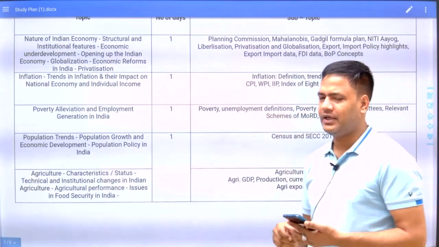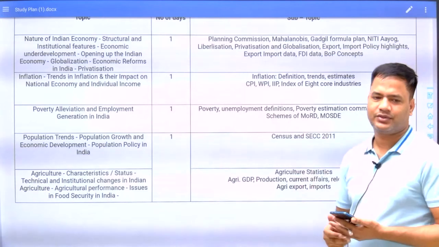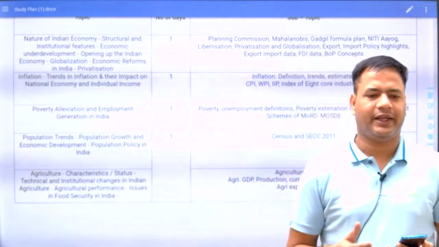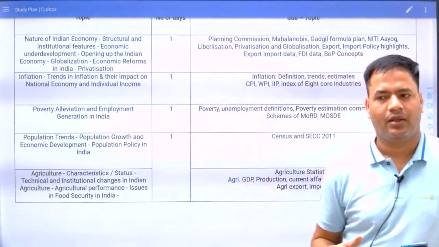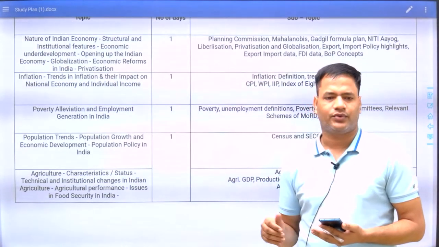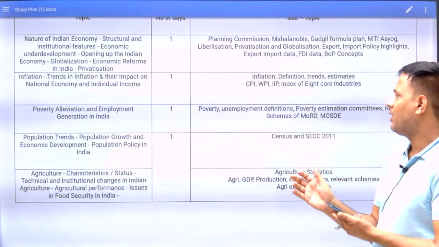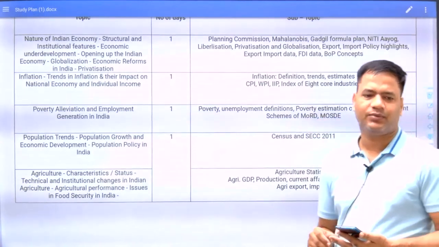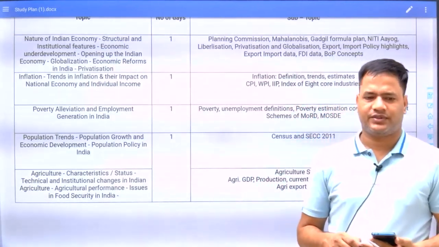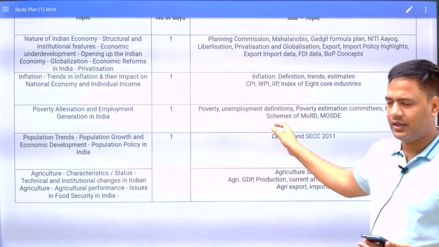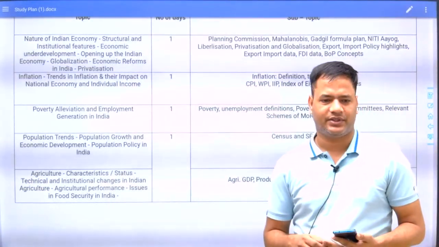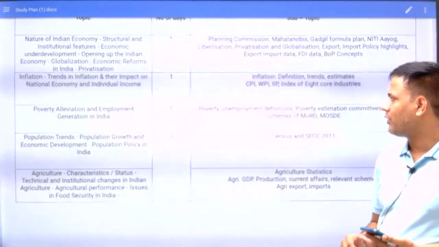Next, the third one is poverty alleviation and employment generation in India. You have to study this topic in the ESI static part, because different poverty estimation committees are there. Many times in NABARD they have asked about the committee. Various definitions of poverty and employment, and unemployment, are important. In this chapter you have to study the schemes of the Ministry of Rural Development, Housing and Urban Affairs, and the Ministry of Skill Development and Entrepreneurship. These ministry schemes are important, and in the course we have given these schemes under this chapter heading only. So this chapter is also very important in the static part.